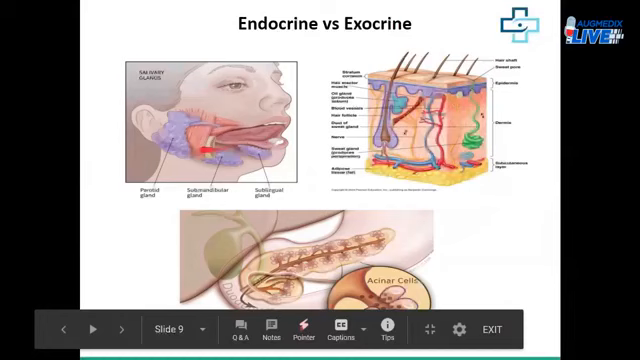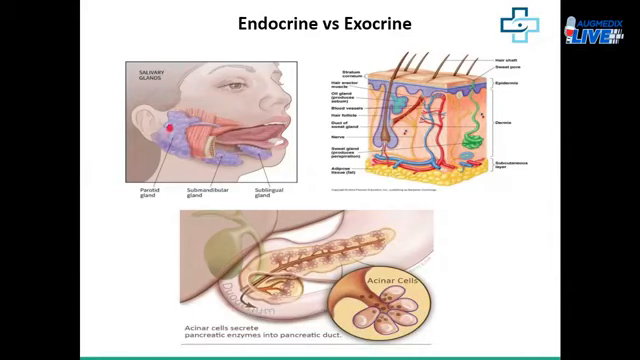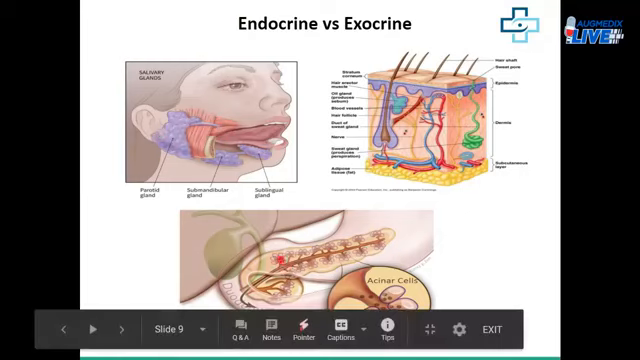In the digestive system, remember we studied the salivary gland. There are 3 pairs of salivary glands which release saliva and aid in digestion of carbohydrate. As you can see, the salivary glands possess a duct, a tube, through which the secretion is released. Second example, this is a pancreas.